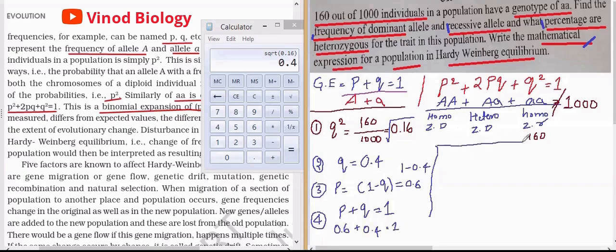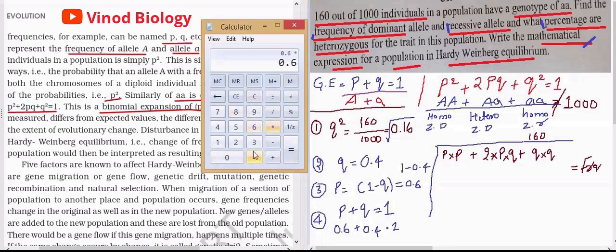Now here, what is p square? p square is equal to p into p, plus 2 into p into q. This is simple, you should write 2 into p into q. Next, q into q. So here these are the frequencies. Whatever you write now are the frequencies according to this question. So 0.6 into 0.6 is p square.